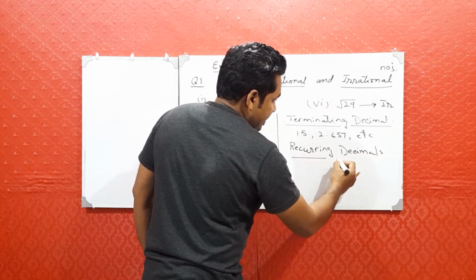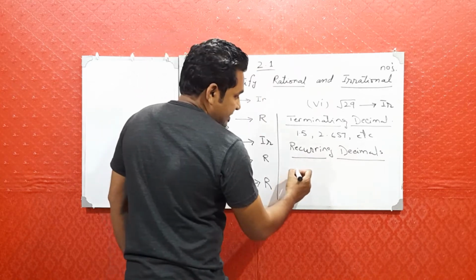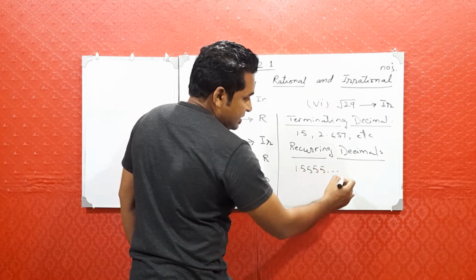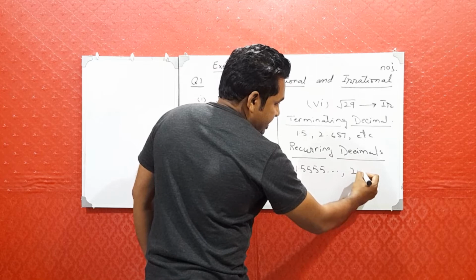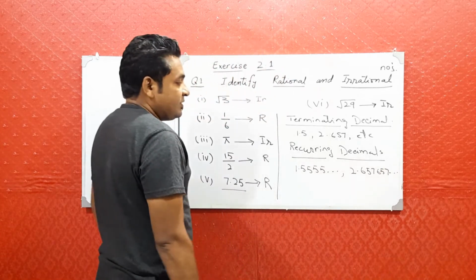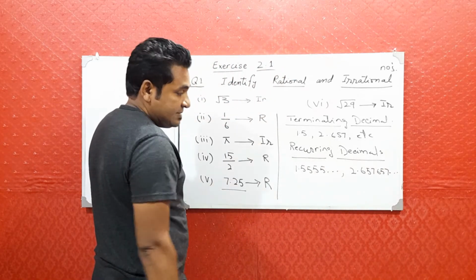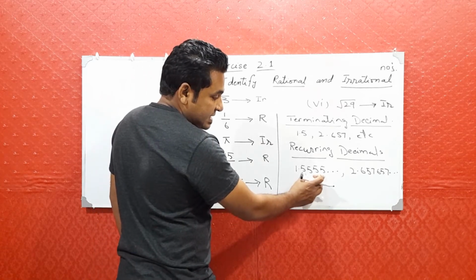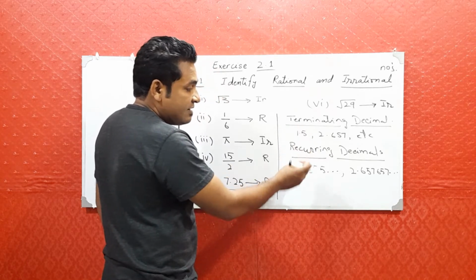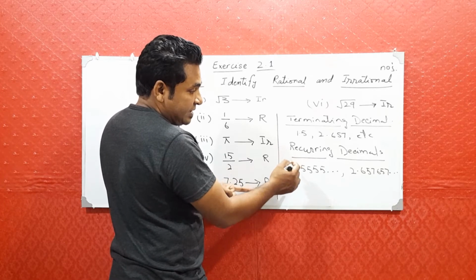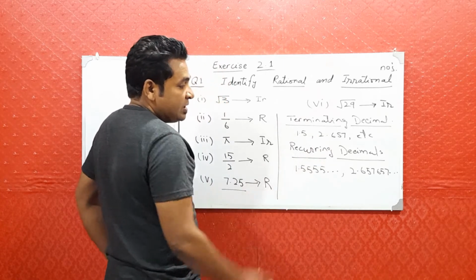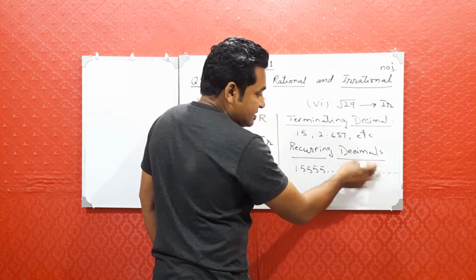Recurring decimals are those numbers like if we write 1.5555 and so on, and the other number is 2.657657 and so on. These types of numbers are called recurring decimals. Why? Because in this example you can see that 5 is repeating itself. It is coming again and again and this will never finish. So this is also called non-terminating, because 1.5 terminated, but this is not terminating. In the same way this is non-terminating, so that's why it is called recurring.